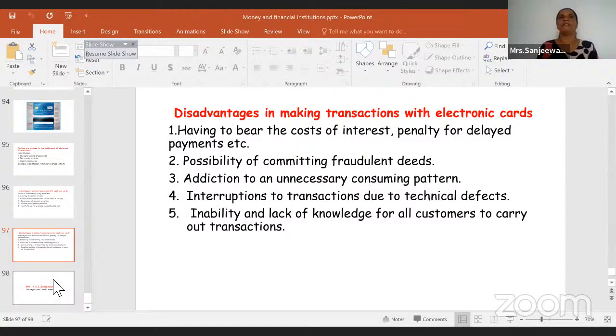Addiction to unnecessary consumption. When you have the credit card or the debit card, by looking at that, you feel like buying. If you don't have that card and you have only 50,000 in money, you will only buy up to 50,000, because you know you don't have more. But if you have that card, you feel like buying this and that, even though it's not necessary. Then interruptions to transactions due to technical defects. Also inability and lack of knowledge among some customers. Sometimes some people still don't know how to use it. So these are the disadvantages.